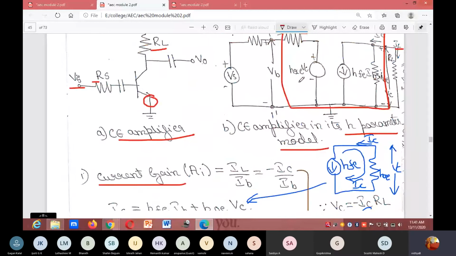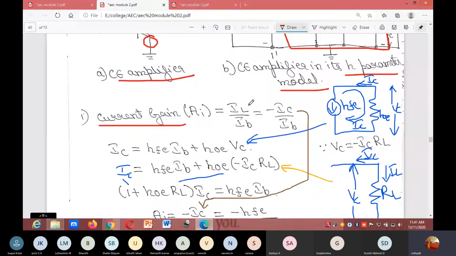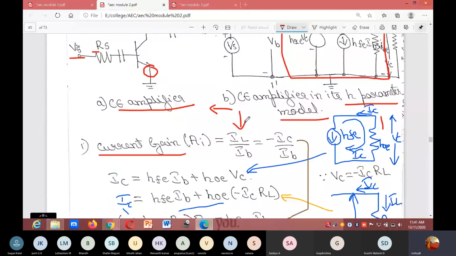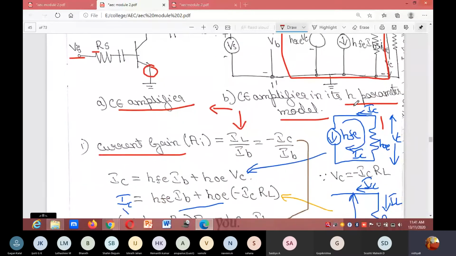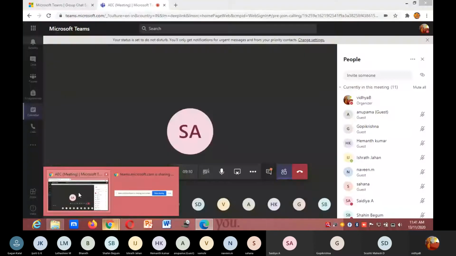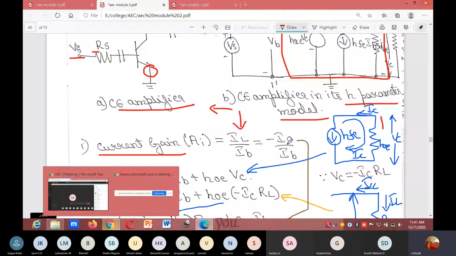IL can be written as what? You can observe IL is flowing like this, and IC is flowing like this, so they are in opposite directions. So IL is minus IC, and AI is minus IC divided by IB.